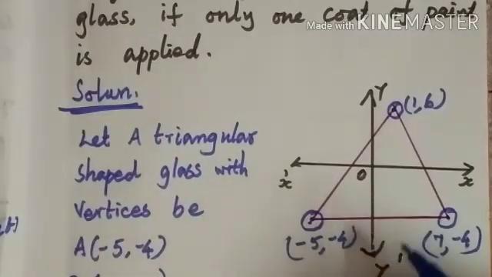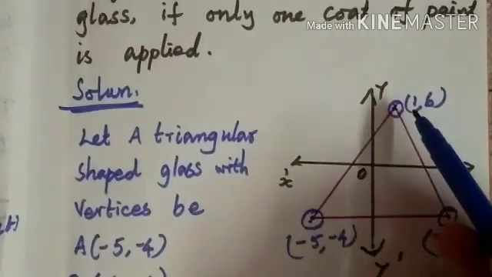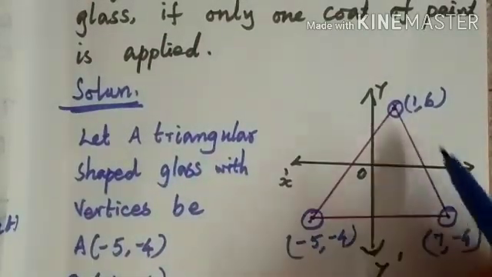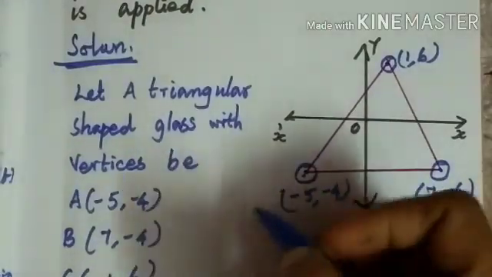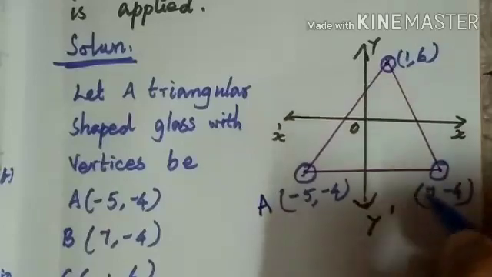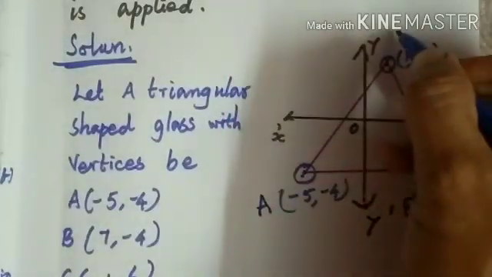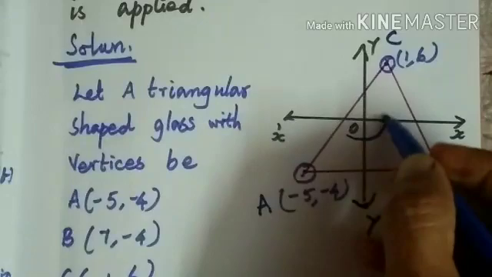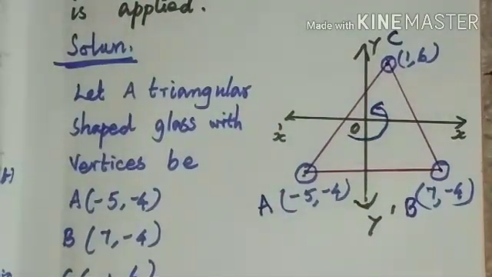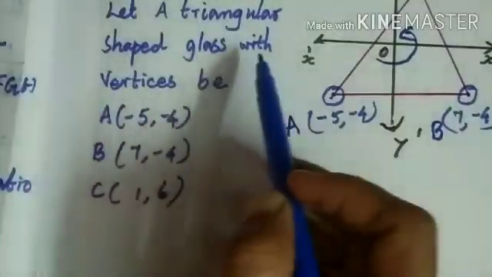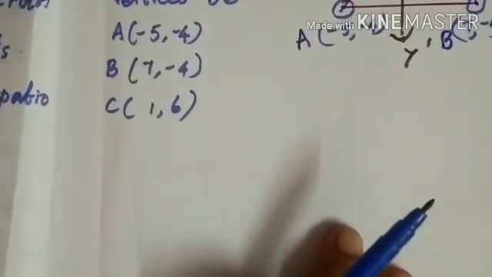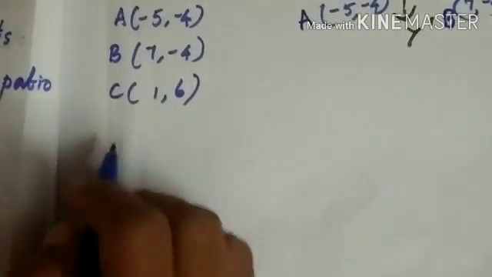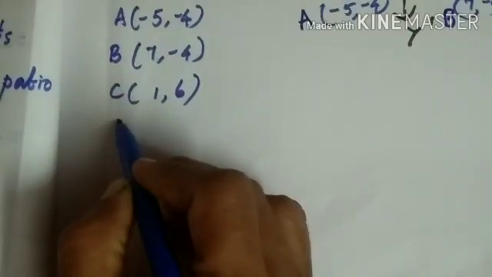In the solution, first you plot the given points in a rough diagram and take them in counterclockwise direction. From this I will take A, B, C. You take counterclockwise direction. The triangular shaped glass has vertices A(-5, -4), B(7, -4), C(1, 6). Now we have to find the area of the triangle.